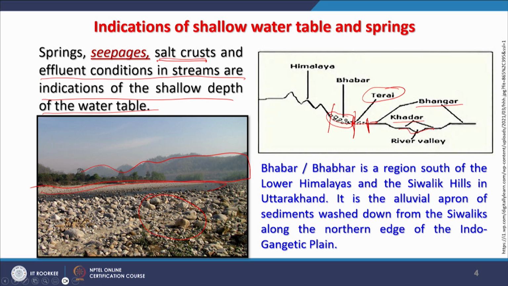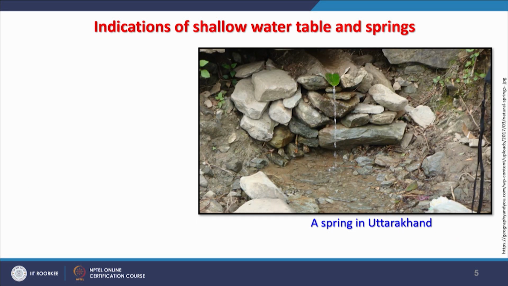So, this is the seepage which we see many times, especially in the monsoon season, in the Bhabbar zone. It is a region south of the lower Himalayas and the Shivalik hills in Uttarakhand. It is the alluvial apron of sediments washed down from the Shivaliks. These are the sediments which have come from the Shivalik in the northern edge of the Indo-Gangetic plain. So, these are the areas where you get water at very shallow depth, even flowing on the surface.